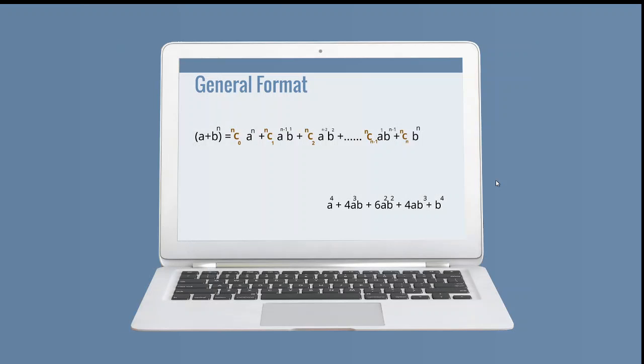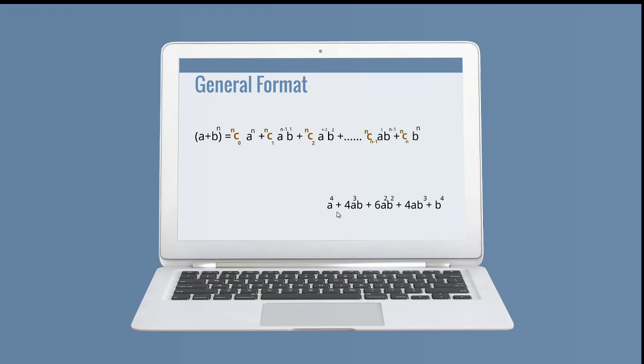Let us come to a general format. When we come to a general format of things, this is how it comes: (a plus b) whole to the power n. You can always use Pascal's triangle and write the things, it is always possible. But when numbers are too big, you have to write the whole Pascal's triangle, so it will be difficult. So this general format will help you.